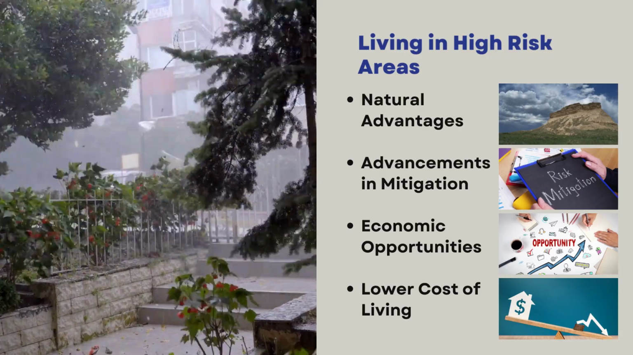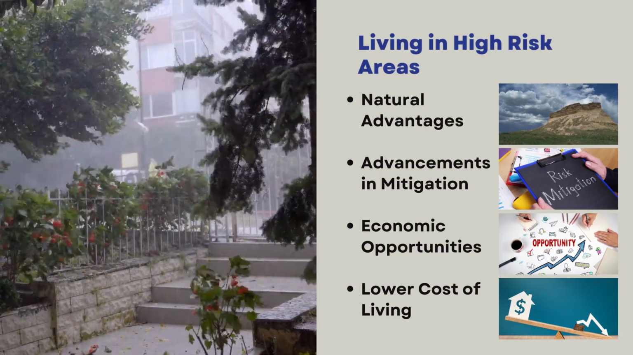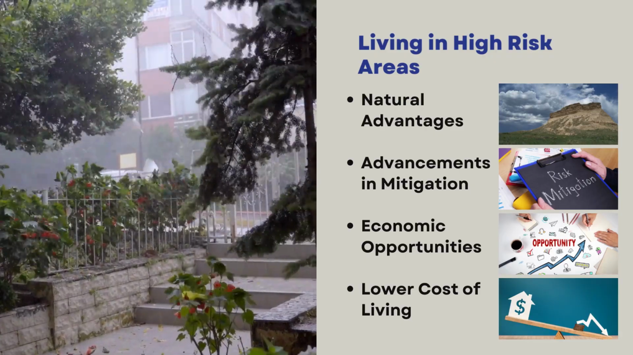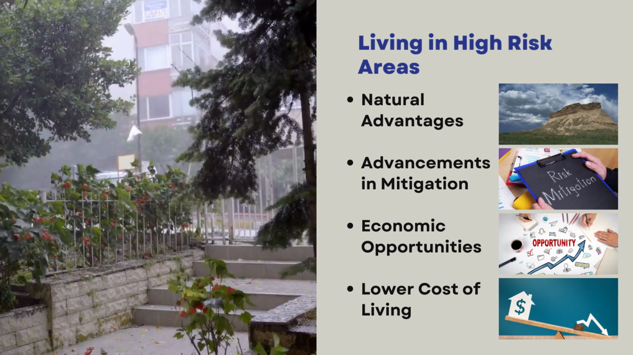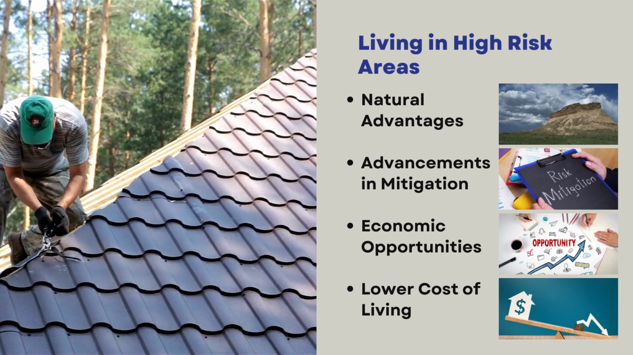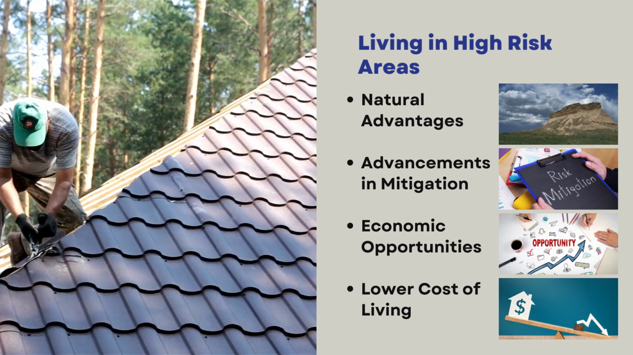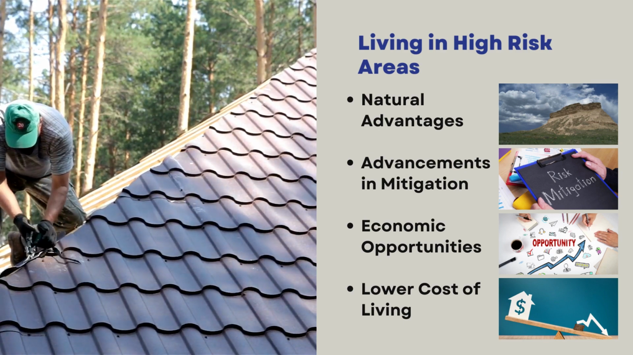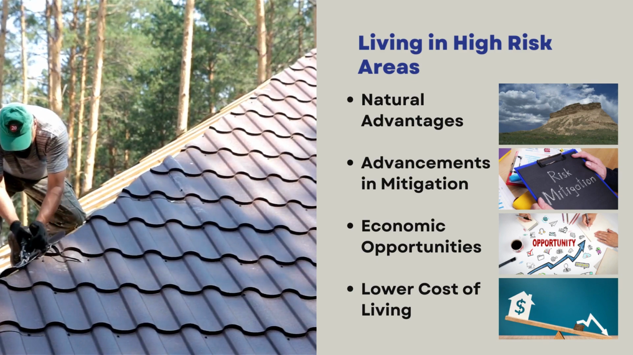Land in areas with high hail or thunderstorm risk may be cheaper than areas with a lower risk. This can be appealing to people on a budget. People living in these areas are aware of the risks and take steps to mitigate them by using hail-resistant roofing materials, having storm shelters, and staying informed about weather forecasts.